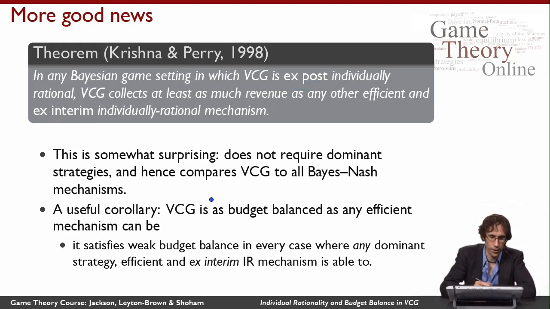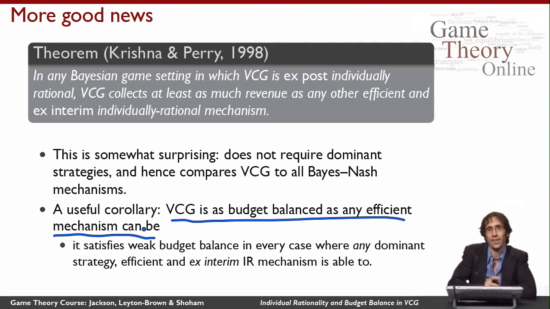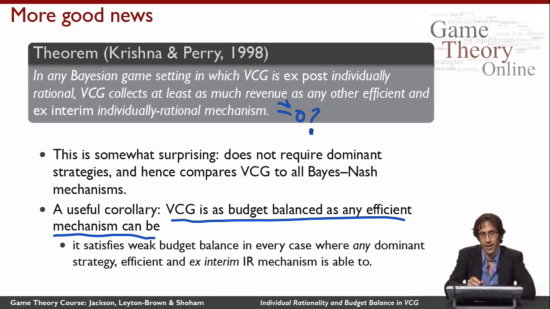So a way of understanding this result is that VCG is as budget balanced as any efficient mechanism can be. So I'm not saying here necessarily that the revenue is greater than or equal to 0. Sometimes it will be and sometimes not. But in cases where the revenue is still negative, what this result says is if VCG was ex post individually rational, there's no other mechanism which is efficient and which gets more revenue. So VCG is always getting as close to budget balance as efficient mechanisms can, as long as VCG remains individually rational.